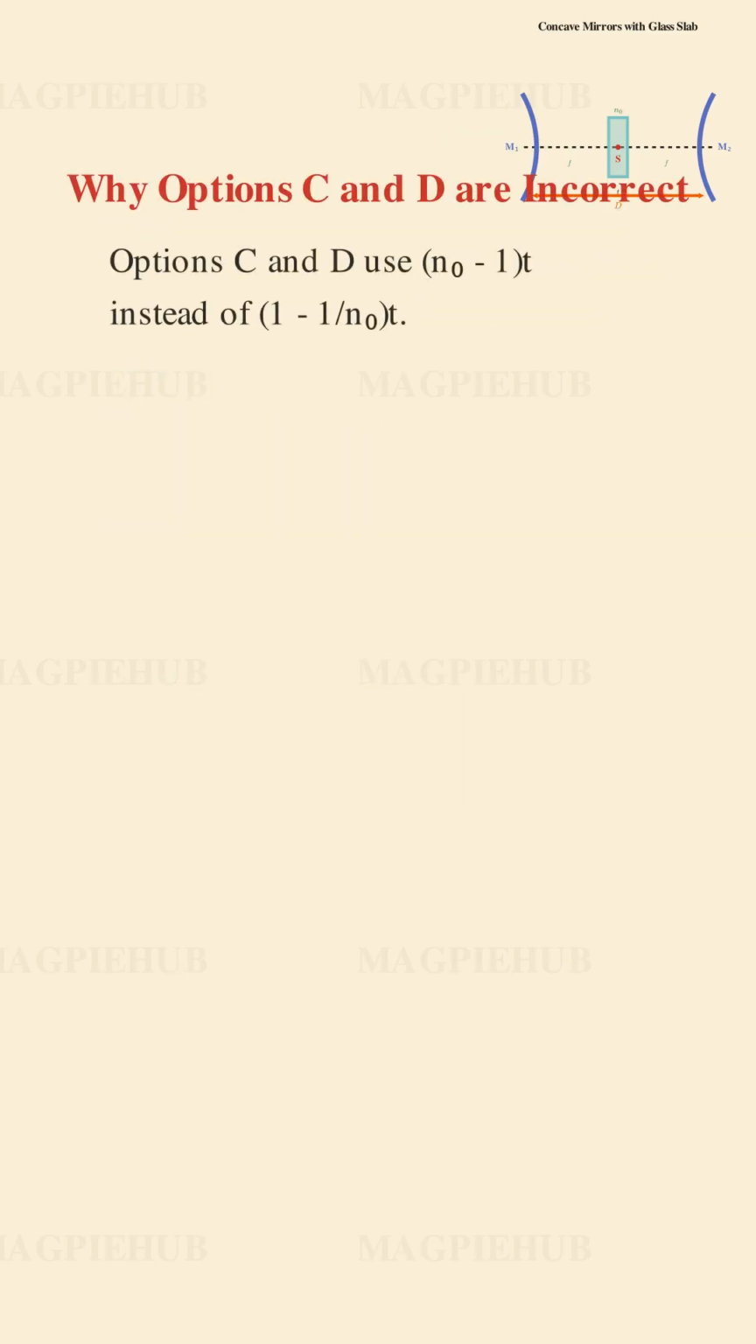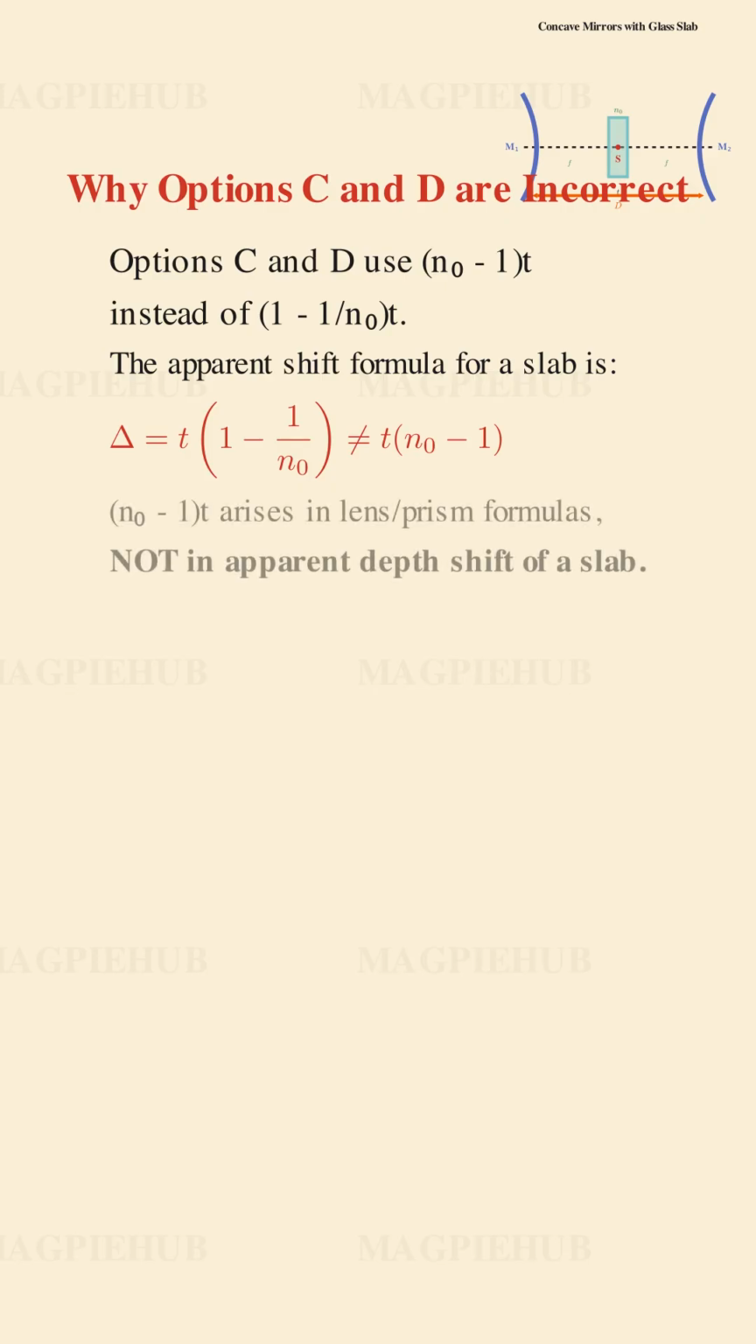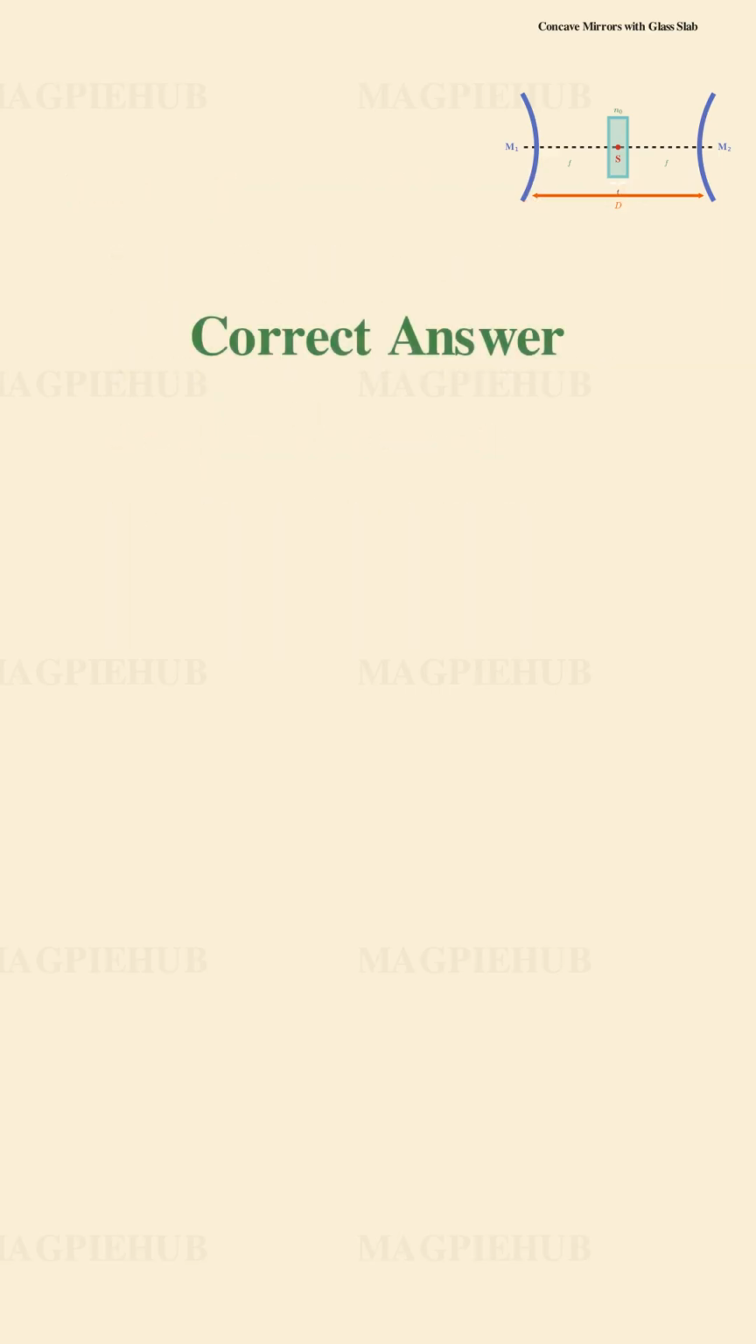Now, why are options C and D incorrect? Options C and D use the expression n0 minus 1 times t for the shift. But this is wrong. The apparent shift formula for a glass slab is t times 1 minus 1 over n0, which is not the same as n0 minus 1 times t. The expression n0 minus 1 times t arises in lens maker or prism deviation formulas, not in apparent depth shift. Therefore, options C and D do not give the correct mirror separation. The correct answers are options A and B.